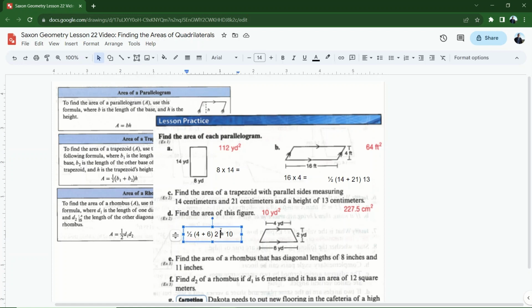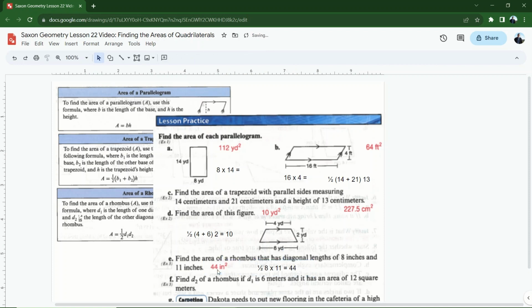All right, find the area of a rhombus that has diagonal lengths of 8 inches and 11 inches. Okay, so here again, we're just going to use one of these formulas. And in this case, I'm going to work it out over here. It's going to be 1/2 the first diagonal, 8, times the second diagonal, 11. 1/2 of 8 is 4 times 11. I'm guessing this one's going to be 44 square inches. Let's see if we're right. Yes. All right, so 1/2, 8, one diagonal, 11, the other diagonal, multiply them all together.